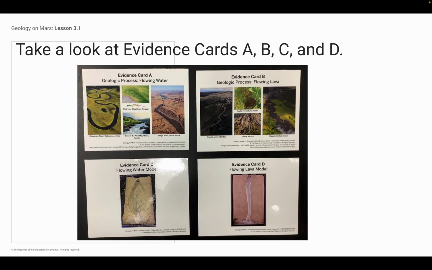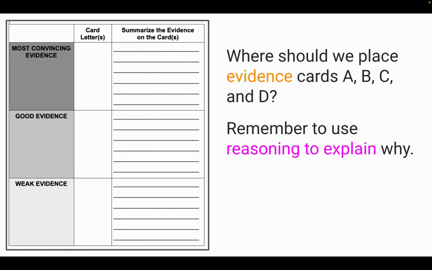Okay, so these are our evidence cards so far. We've got evidence card A and B, those show the pictures, and evidence cards C and D show the models. And so if we were to place evidence cards A, B, C, and D, where would we place them? And then we're going to remember to use reasoning to explain why. So basically, I'm modeling for you. You just need to copy.